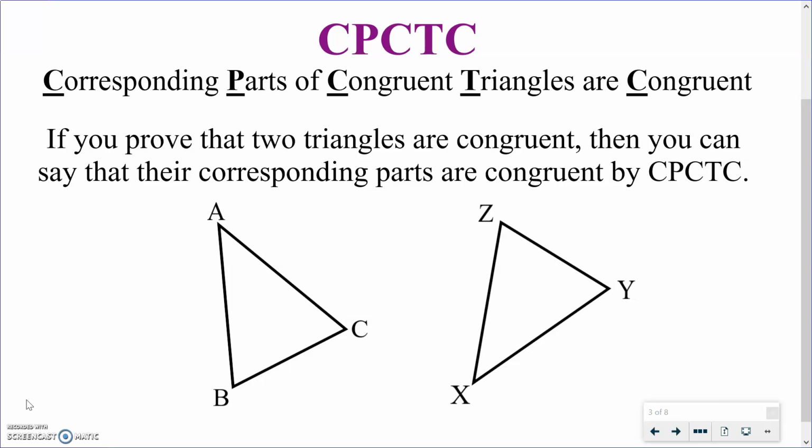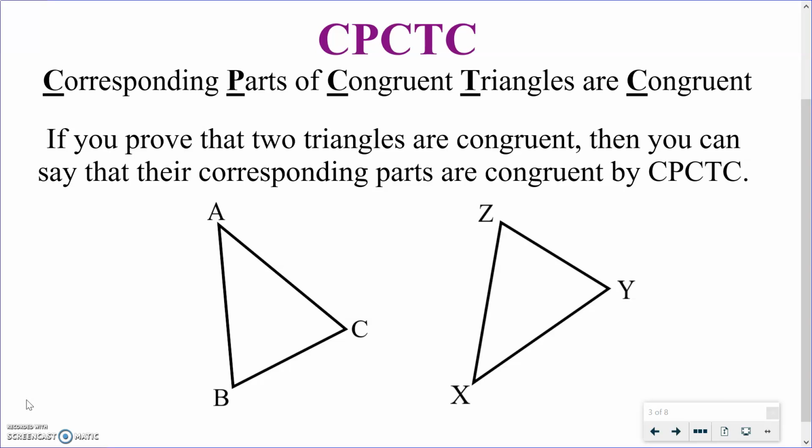The concept for today is going to be corresponding parts of congruent triangles are congruent. We're always just going to abbreviate that with CPCTC. This builds on what we did yesterday. If you can say that two triangles are congruent, what that means is every single one of those corresponding parts are also congruent.